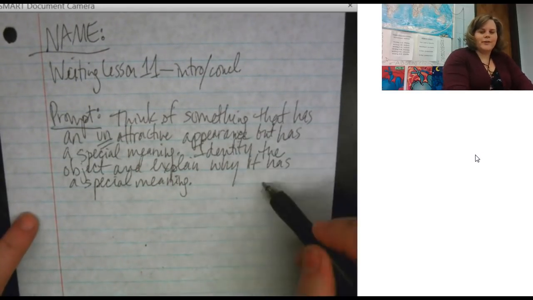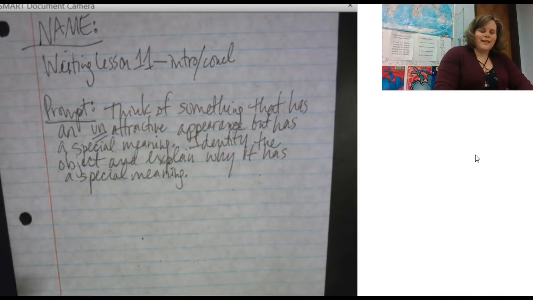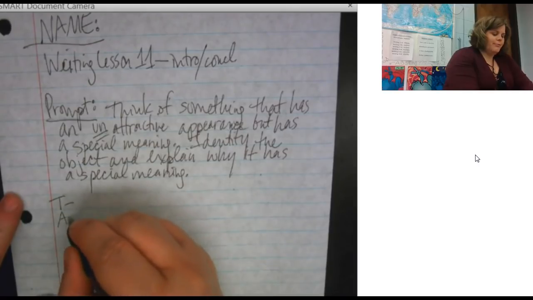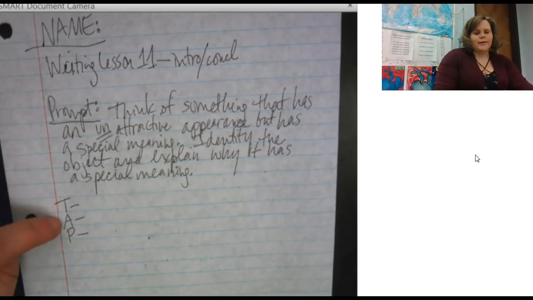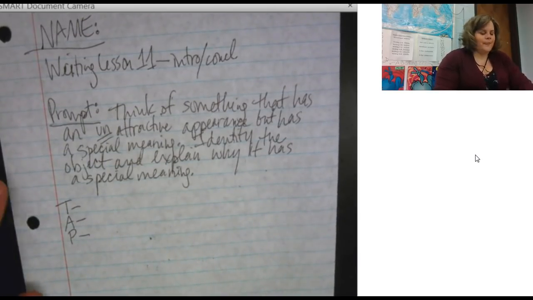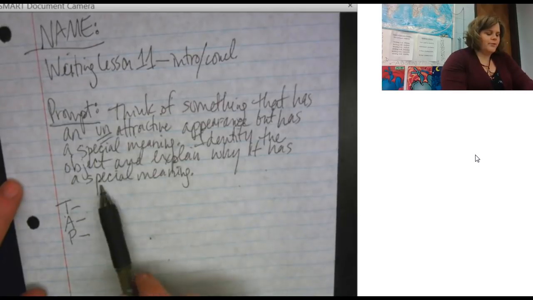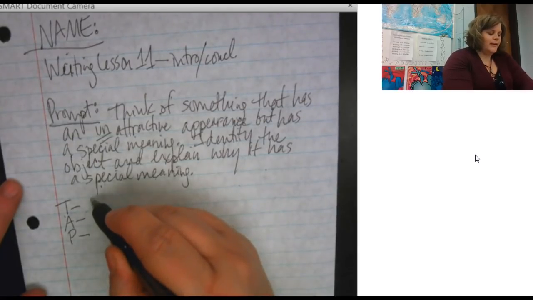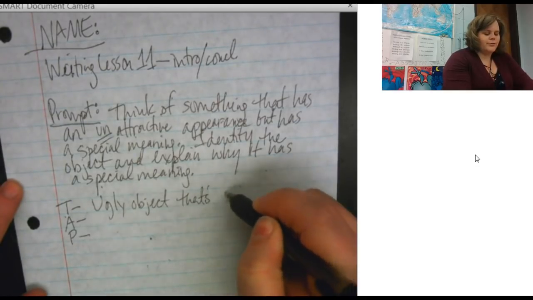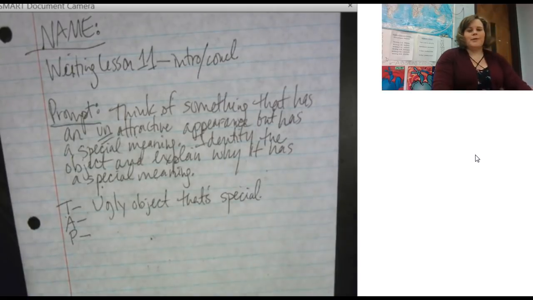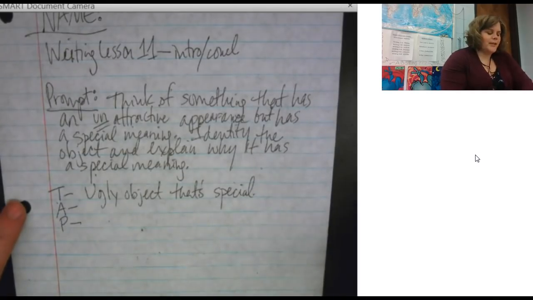We have our prompt. We've written it on our own paper so that it doesn't disappear and we forget what we're going to say. So my suggestion is you make sure you really have a good analysis of it, and the easiest way for me is to just do the topic, the audience, and the purpose, so I'm clear what I have to do. For my topic, it says unattractive appearance, something, special meaning, object. So I'm going to say an ugly object that's special. You could say sentimental. My audience for this does not appear to be any specific type of person.